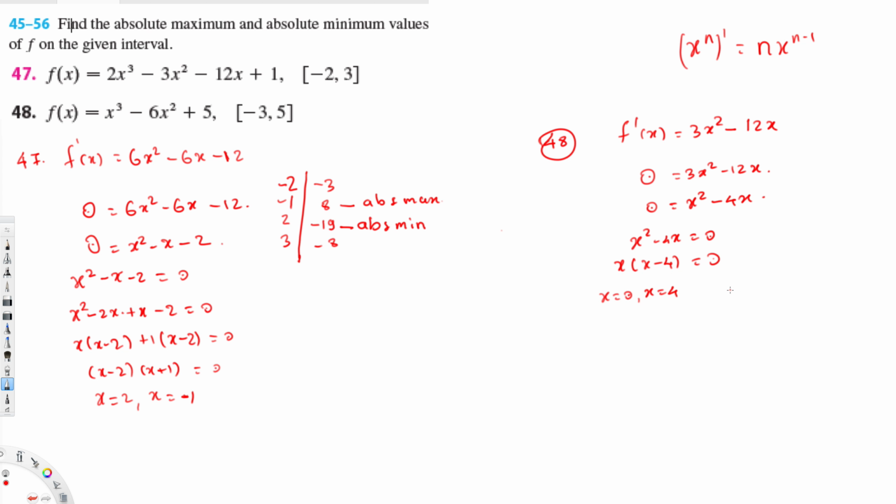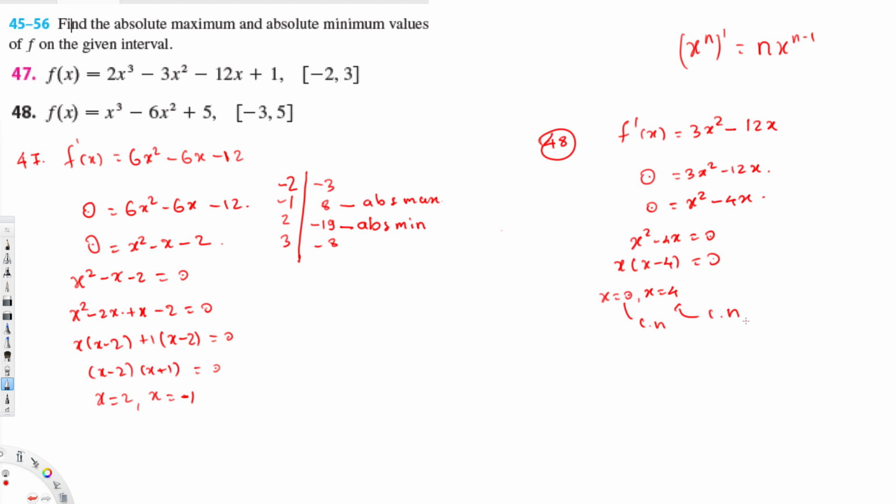Then my next step is to check whether these values are within the endpoints. The interval is given as minus 3 to 5, and 0 is within the interval and 4 is also within it. So we don't have to worry about anything else. These are my two critical numbers, so we are good to go now.